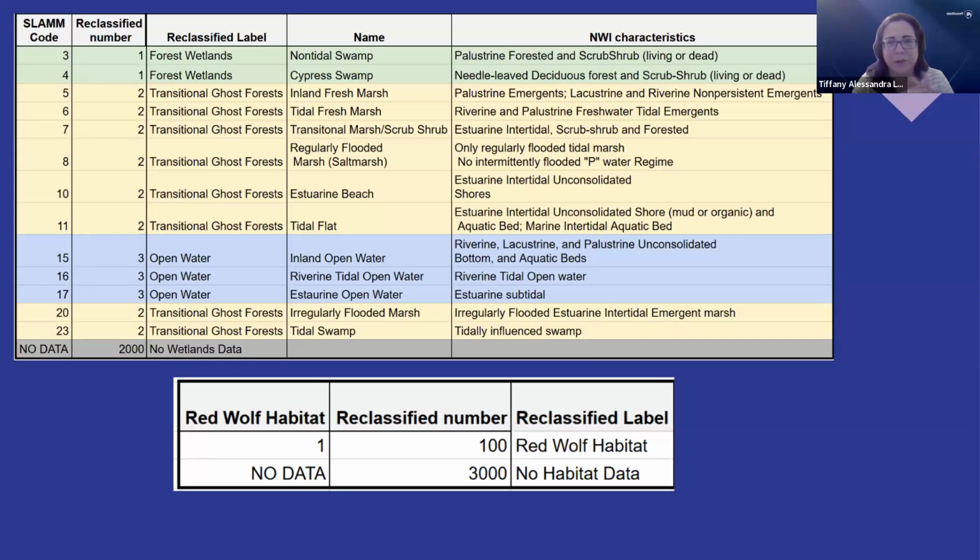The red wolf raster also required a very simple reclassification. And then once that was done, I combined them together using the raster calculator for the overlay analysis. And it allowed me to identify areas of overlap between the wetlands and the red wolf habitat within the study area.